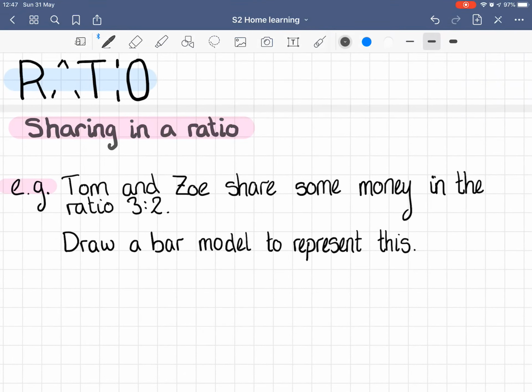Today we're going to take a look at sharing in a ratio. To start off, we're going to do a couple examples using bar models. So, Tom and Zoe share some money in the ratio 3:2. Draw a bar model to represent this.